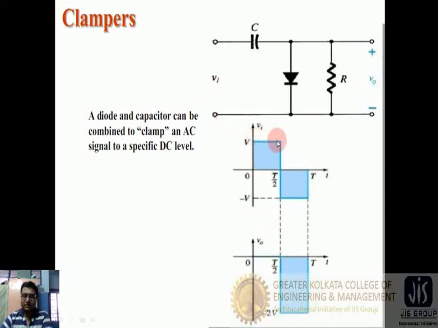So in the first half cycle of the input signal, the capacitor charges up to the potential V when the diode is in forward bias. In the next half, when the diode is in reverse bias, this potential V and the previously stored capacitor potential V, the combination of these two, produce 2V at the output. So in this way, the clamping circuit changes the DC level of a signal from one level to another.